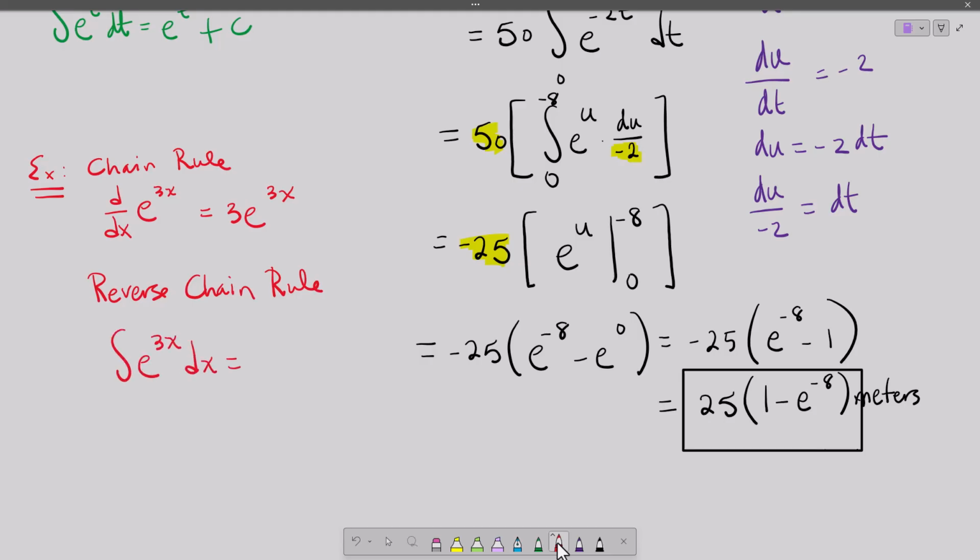If we want to integrate this, because this exponent is linear, the integral of an exponential, just like the derivative of an exponential, is itself. So I write down the function, but instead of multiplying by 3, we divide by 3. That is the RCR, the reverse chain rule.